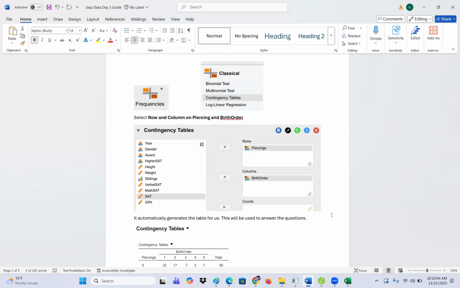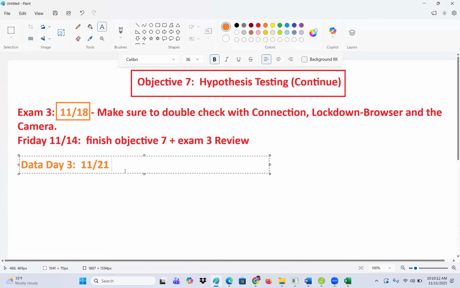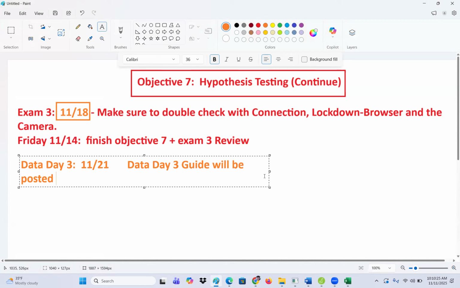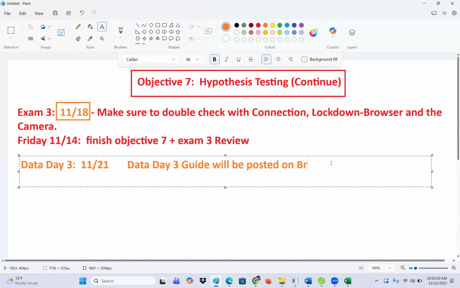Okay, I think I forgot to record. Oh, I did. Anyway, the data day guide will be posted. So make sure you check the email and Brightspace and all of this. That's very important that you have those and the email.